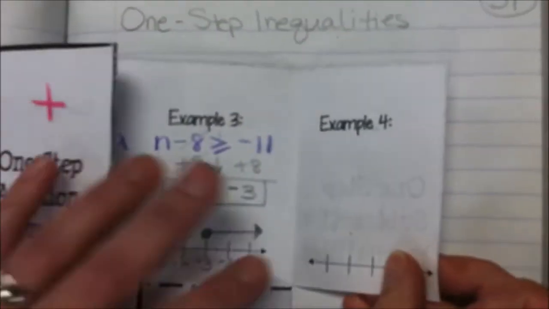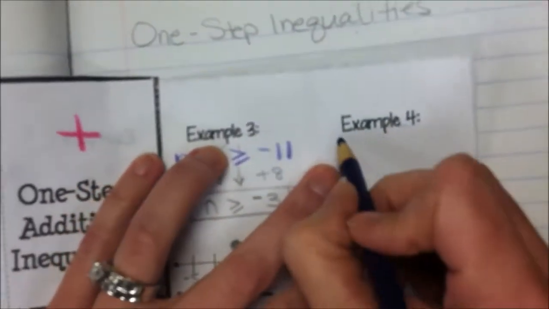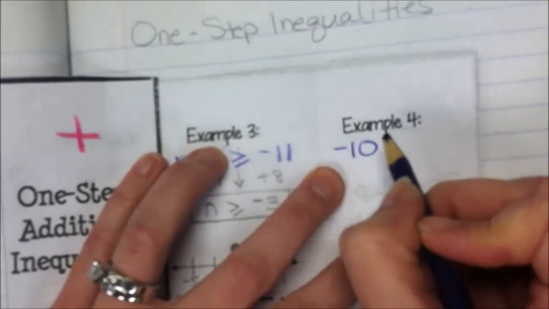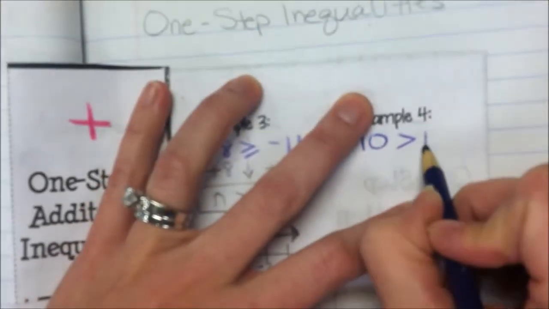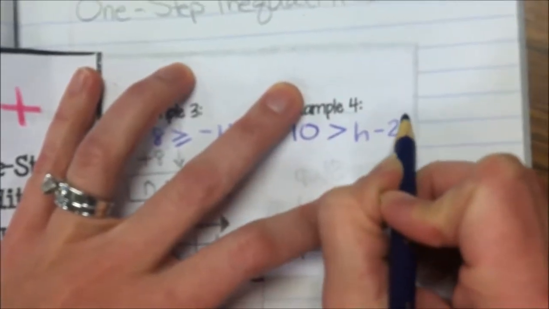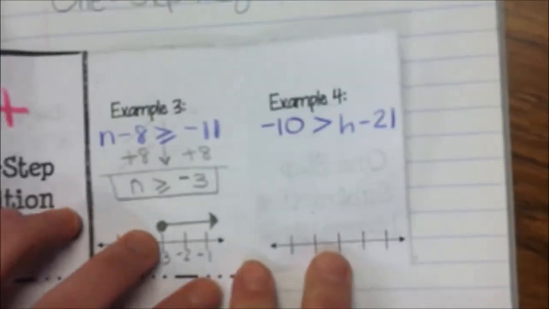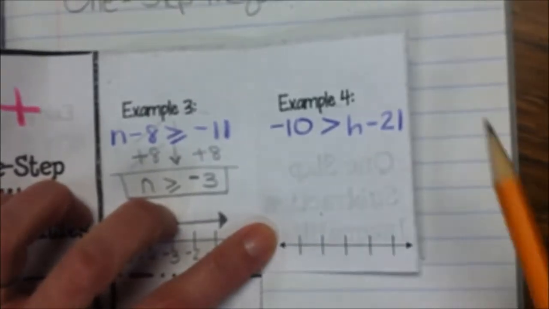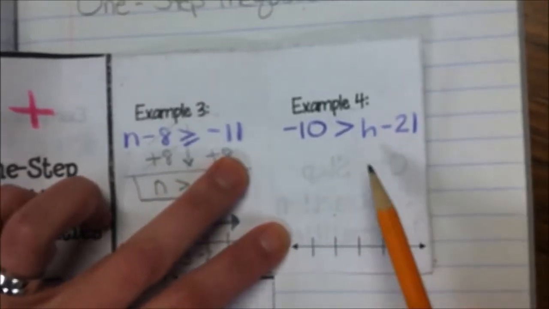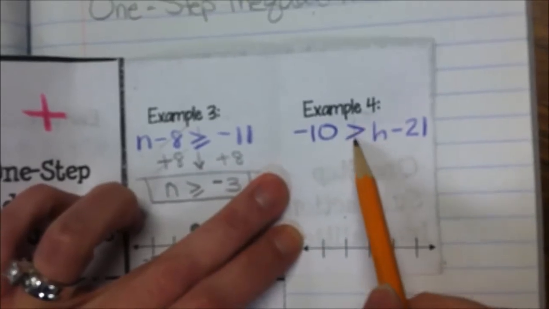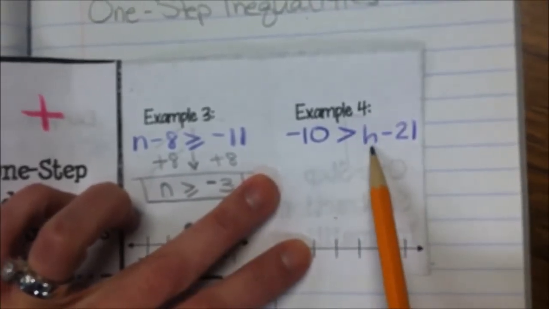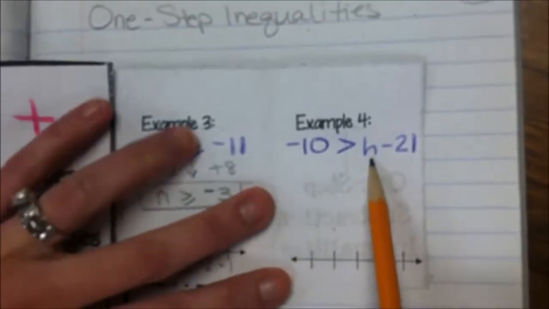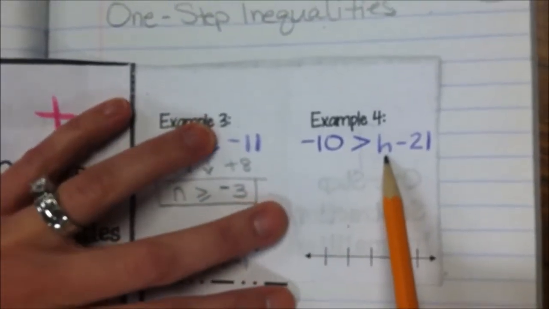Okay, example number 4 is negative 10 is greater than h minus 21. To solve this one, same thing, you're going to draw your line at the inequality sign, put your pencil on your variable. Notice your variable's on the right side this time. The process is still the same.